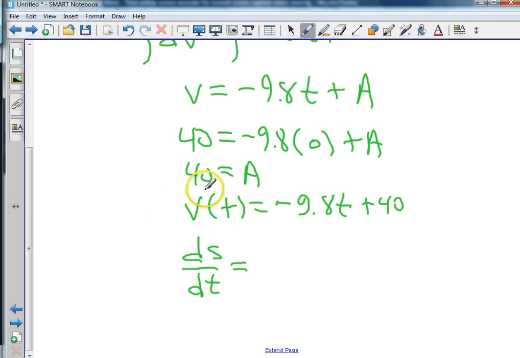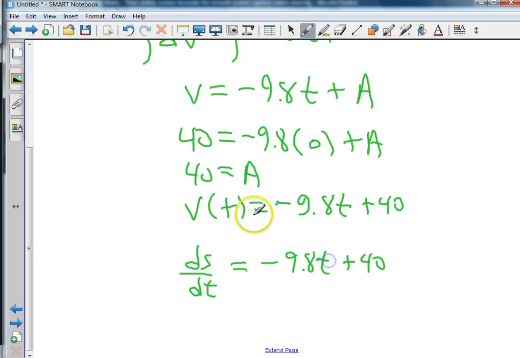Be careful of the nomenclature here. Velocity is a vector quantity. Speed, the magnitude of the vector, is how fast you're going, right? But I don't know if we want to get that tedious about this. All right, so this is ds dt. Let's not worry about the direction. Equals negative 9.8 t plus 40. I didn't change anything. I just said what v means, right?